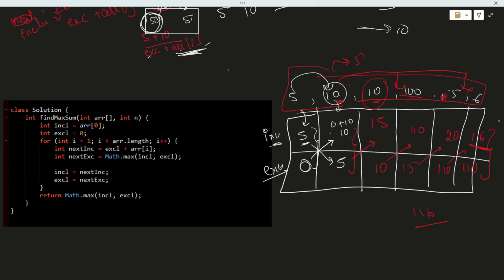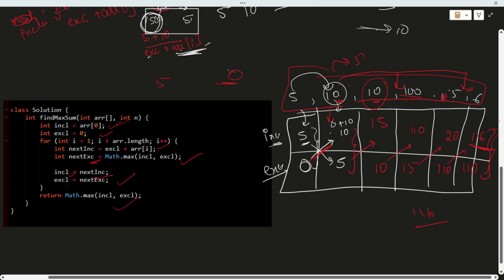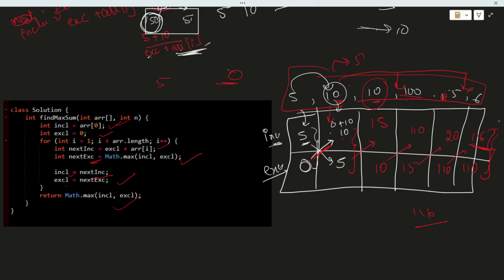So see, what would be the approach? Include, I have included 5 and excluded this, so null value. So first of all, I have taken 5 as include and 0 as exclude. I am starting from 1, right? Array of 1. So array of 1 is 10. Next include will be exclude plus my array of i, right? And next exclude will be the maximum of both of these, right? So include will become next include and exclude will become next exclude. When I reach the end of it, by iteration, I have to get the maximum of both of these. I hope the things are clear to you. So this was the total explanation.